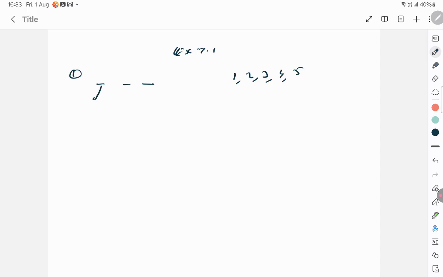So in that case, this can be filled in 5 different ways. This can be filled in 5 different ways. This can be filled in 5 different ways because you can have any of these, which are also repeated. So 5 into 5 into 5, 125 ways in which you can do this.